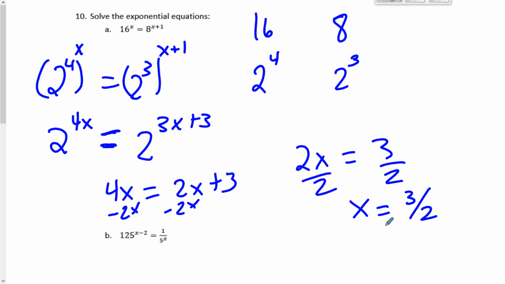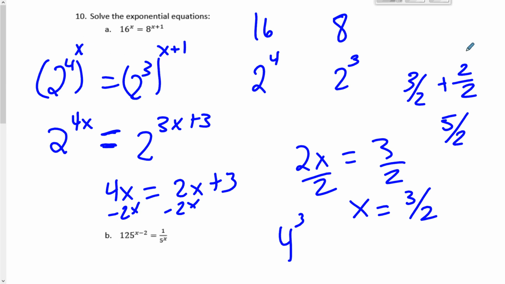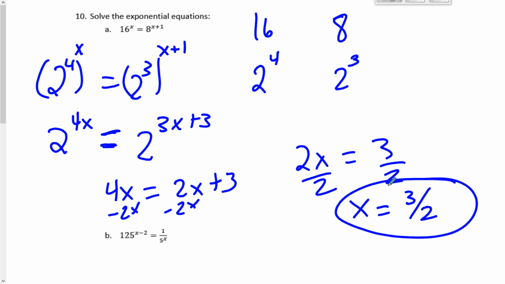So that would be square root of 16 is 4, and 4 times itself 3 times. And then on the right side would be 3/2 plus 2/2, so that'd be 5/2. So that'd be taking the square root of 8, which I don't know, so I'd have to do that on my calculator, and then times itself 5 times. And you can see that those will end up being the same. So this is true. X equals 3/2.